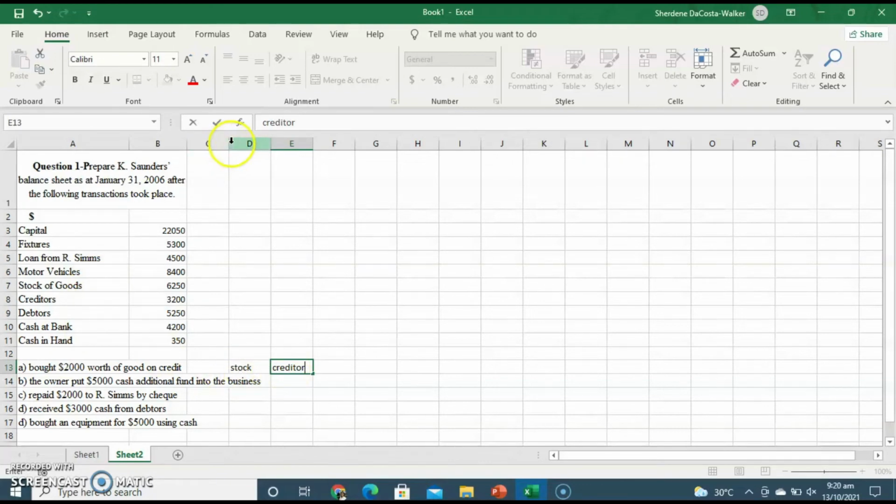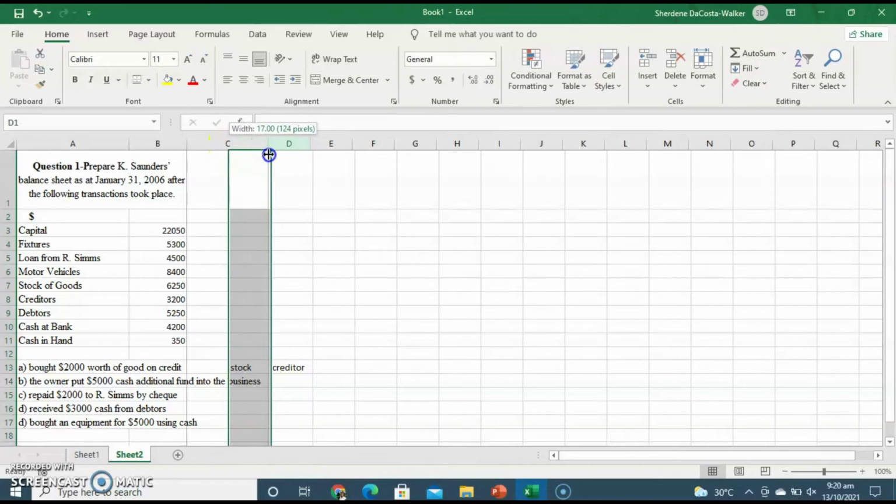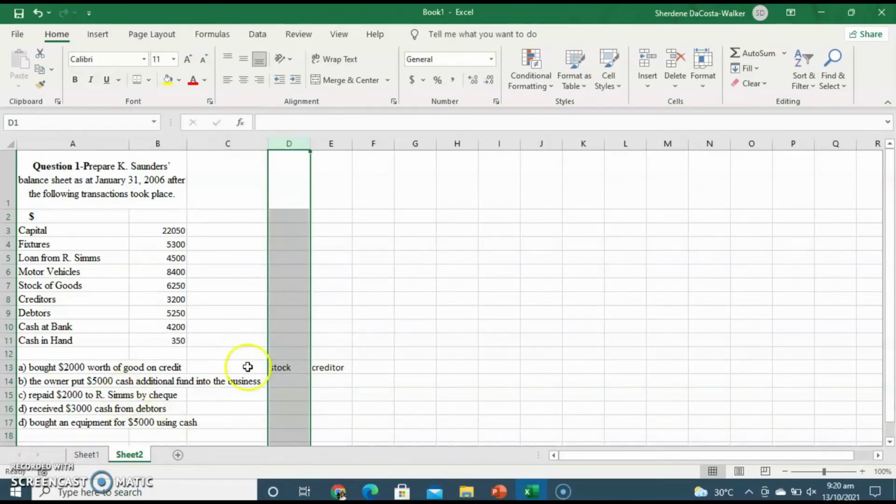All right, so let me just bring this over a little bit. The next thing is, what is happening to stock? If I buy stock, it means that the amount 6,250 that was there is going to go up because I buy more, I purchased more.